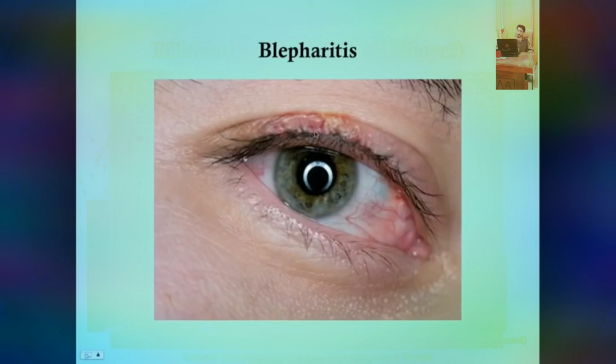So here's blepharitis here. You can see it's hard to tell what exactly the cause is just by looking at it, but you can kind of see some of that scaling here, and that may be due to the staphylococcus. And then you can also see what might be bleeding here, and that would be ulcerations.